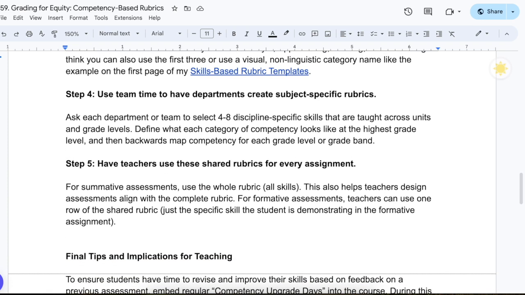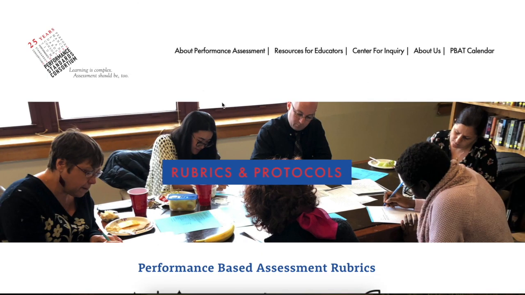Now, I also think that you want to make sure that you have team time set up. That's critical. And what you're going to ask them to do during that team time ultimately is create subject-specific rubrics, and then they're going to use those for every assignment or even pieces, right? So for formative assessments, just one row, perhaps, of the shared rubric. I think sometimes it's really hard for people to conceive of this if they don't do it already.